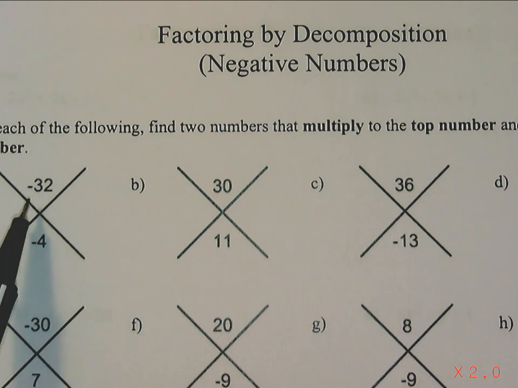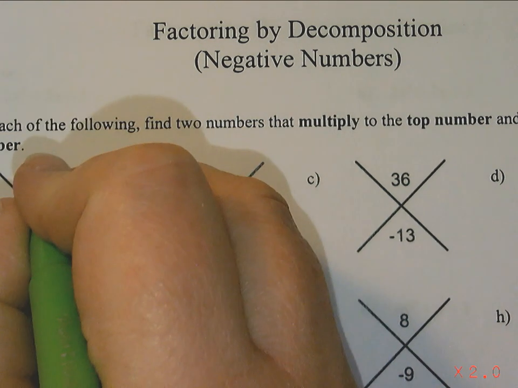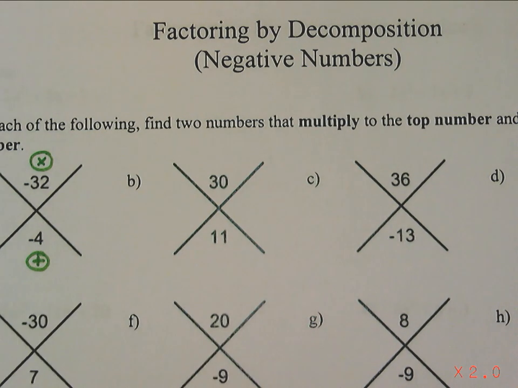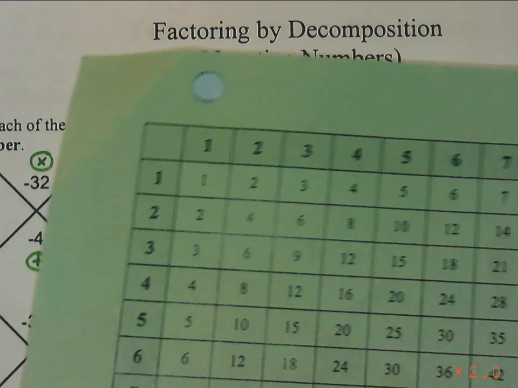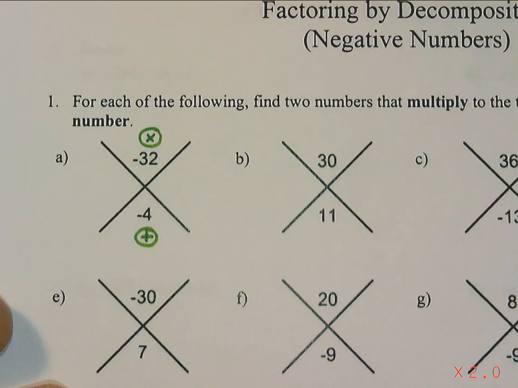Up first, I have -32 and -4. So it needs to multiply to -32 and add to -4. Now to find the numbers that multiply to -32, we have two options. Option number one, we use our multiplication grid. Option number two, use your calculator. I think for the first one, we'll try using our multiplication grid. We want to focus on the multiplying part. We're going to try to see if we can find things that multiply to 32.